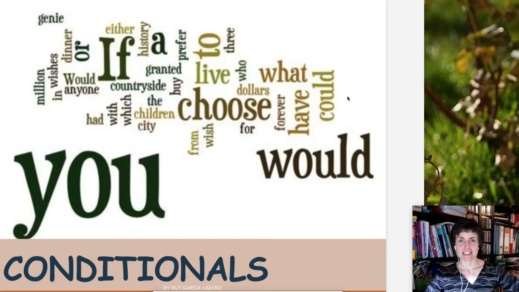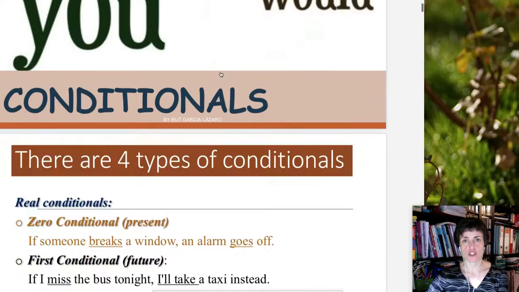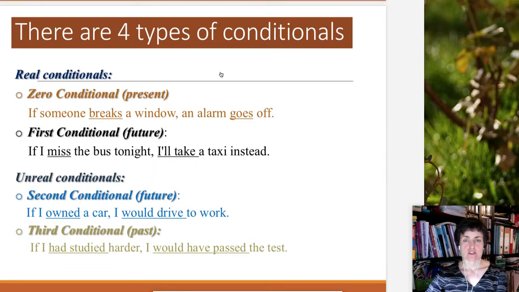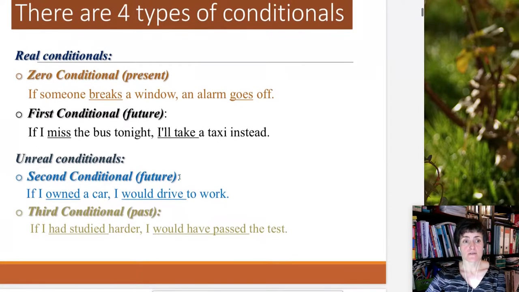Well, in our last video, we saw how to build conditionals 1, 2, and 3. So just a fast reminder, we have 4 types of conditionals in English. We have zero and first conditional to talk about real things that can happen, that are probable. And we also have second and third conditional for hypothetical or unreal situations that I imagine.